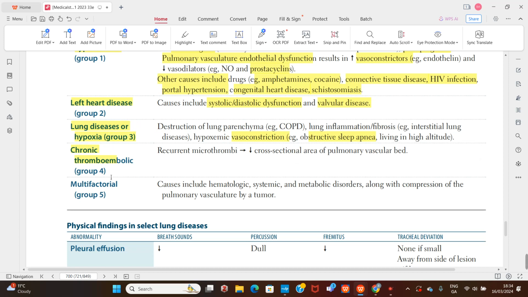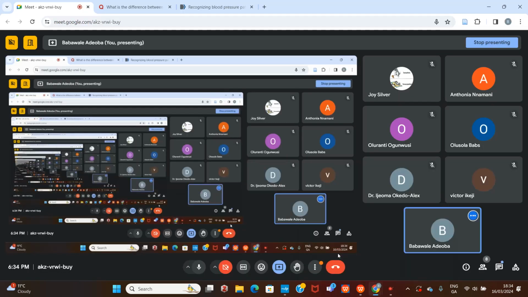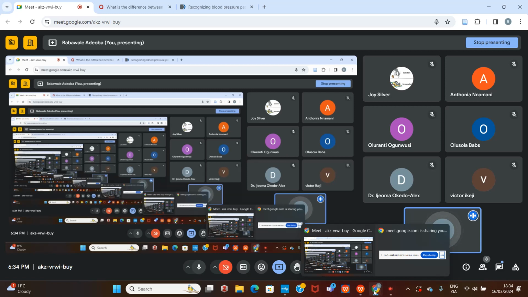Group 4 are just people that are prone to recurrent thromboembolism. So recurrent microthrombi formed within the pulmonary vasculature can actually reduce the surface area. Please, hope you can hear me.